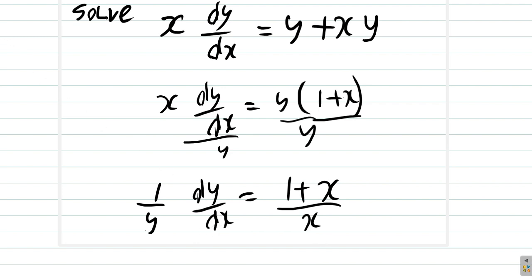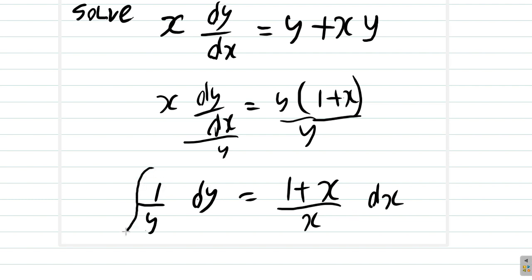Multiply across by dx. So you have dx. dx will cancel dx, right? And this dx. So since dx cancels dx, you have dy alone here. It's 1 over y dy equals 1 plus x over x dx. Alright.